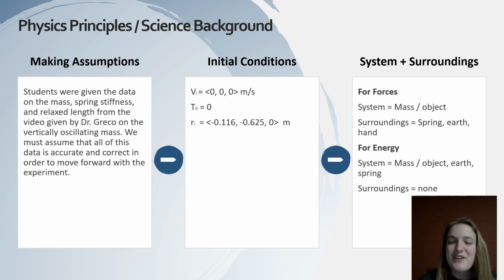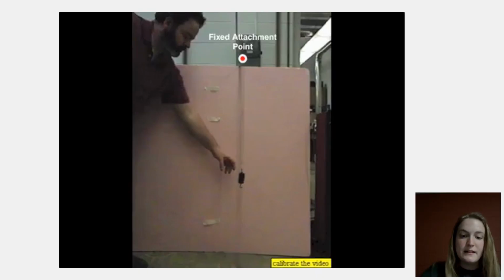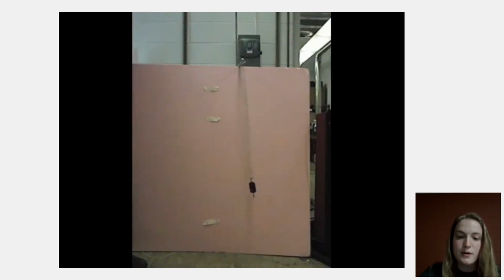Then for our systems and surroundings, the reason that I had these separated is that for the forces, a system cannot cause itself to move. And so because of that, the system is just the object, where the surroundings are the spring, Earth, and hand, which is causing it to move. And then for the energy, the system is everything because all of that is being accounted for in the total energy. Then here's the video of Dr. Greco dropping the object. As you can see, it oscillates and moves in a very seemingly random direction compared to our last few labs.